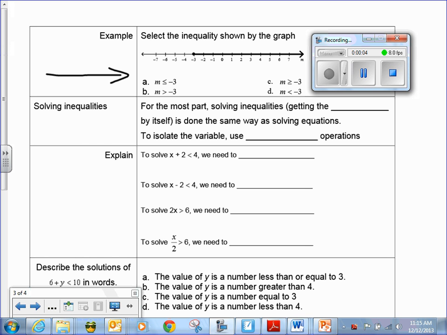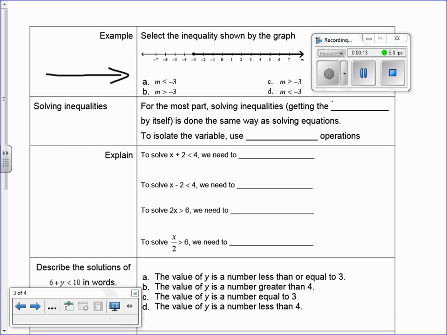So your homework is finishing up these notes. What we want to talk about here is solving inequalities. For the most part, solving inequalities, or getting the variable by itself, is done the same way as solving equations. That's what you just had your test on.